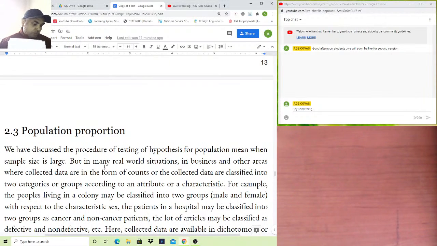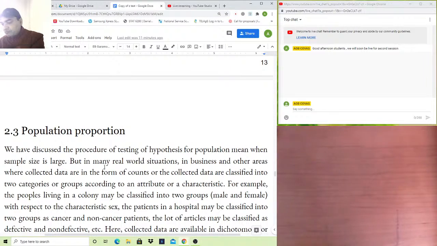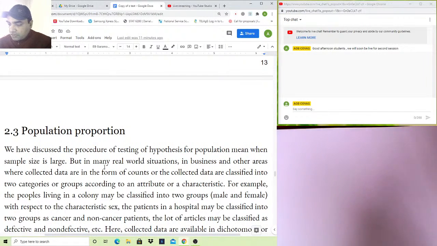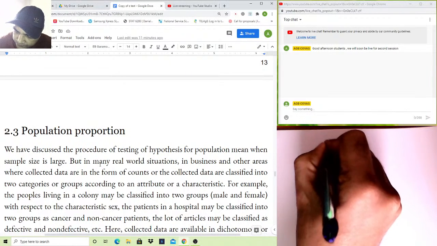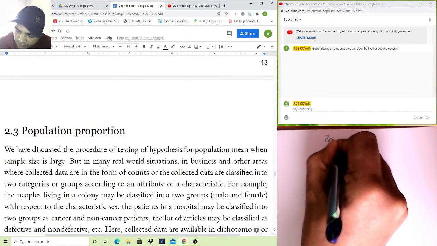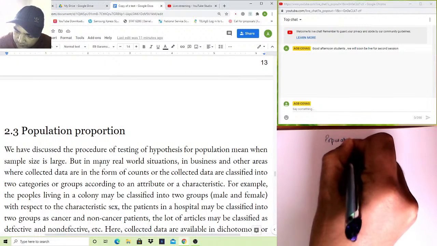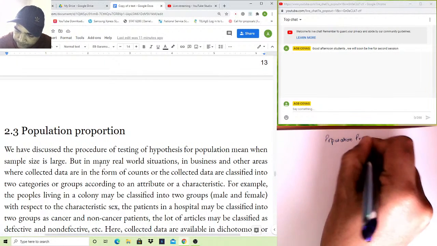I will put some new pages. Okay, so now we will look at the population proportion.